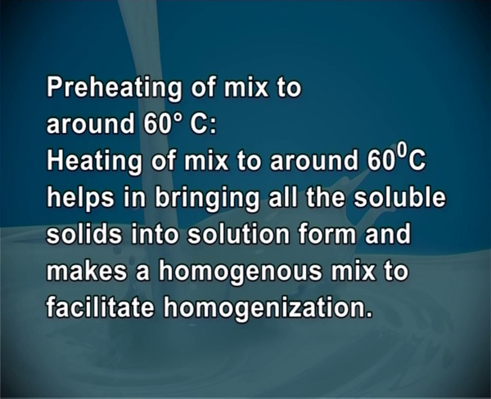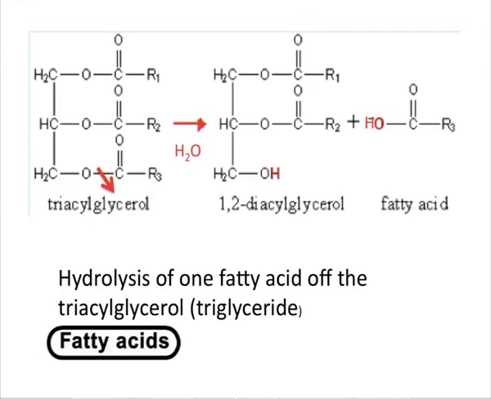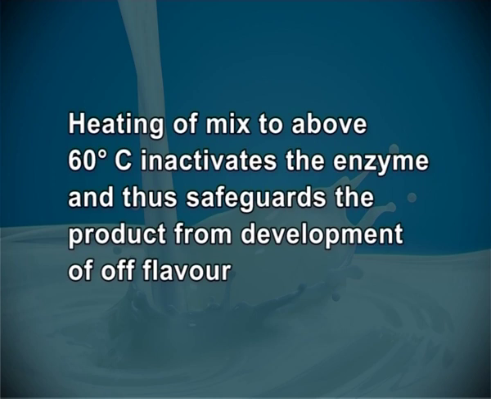Preheating of mix to around 60 degrees centigrade. Heating of mix to around 60 degrees centigrade helps in bringing all the soluble solids into solution form and makes a homogeneous mix to facilitate homogenization. This is also necessary to inactivate a native enzyme called lipase, which breaks down the fat to fatty acids and results in development of undesirable off flavor. Heating of mix to about 60 degrees centigrade inactivates the enzyme and thus safeguards the product from development of off flavor.